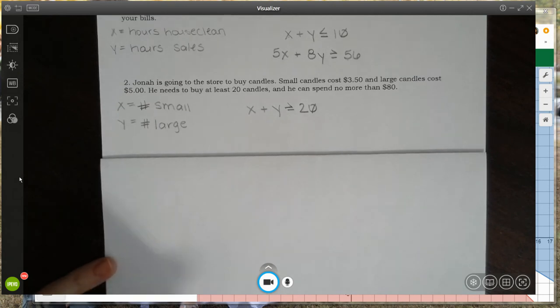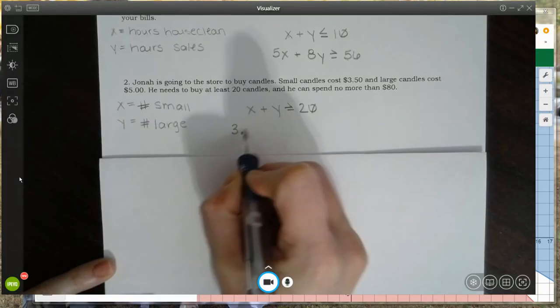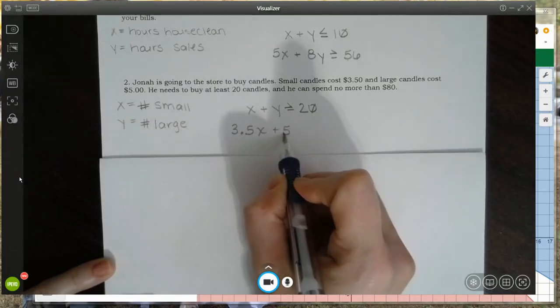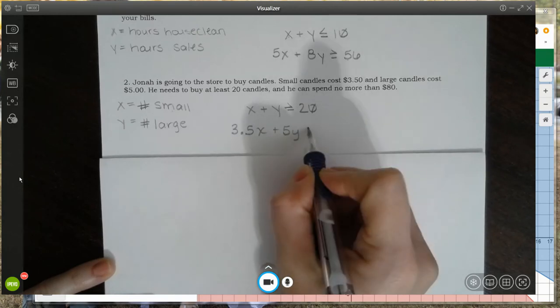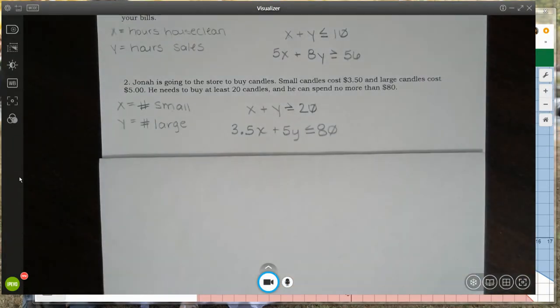But we've only got $80 in our pocket. I can't spend more than I've got. So 3.5 times my small candles plus 5 times my large candles has to be less than or equal to 80, because that's all the money we've got. We can't spend more than is in our pocket. We don't have a credit card. We're just going with the cash in our pocket.